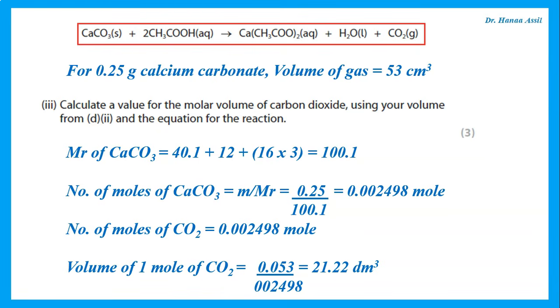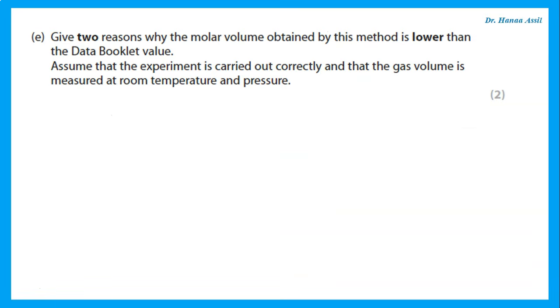What do we have? Volume of 1 mole is the volume that we have in decimeter cubed. So we divided the 53 by 1000 over the number of moles. So that gave me the molar volume as 21.22. So this depends on the volume that we got from the graph.